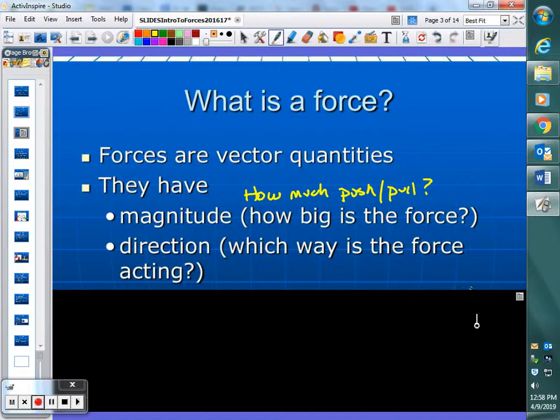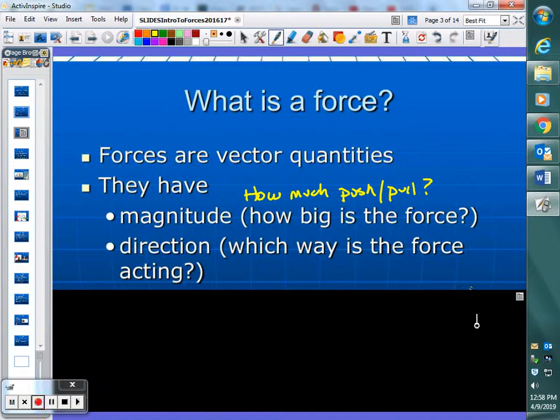We haven't done this a whole lot up to this point, but there is a way that we can represent vector quantities to help us figure out what's going on in a situation. What can we use to represent a vector quantity, like if we're drawing a picture or something like that?